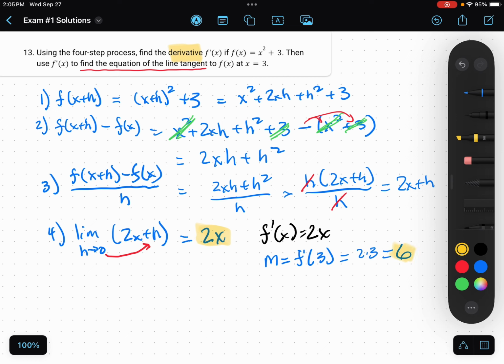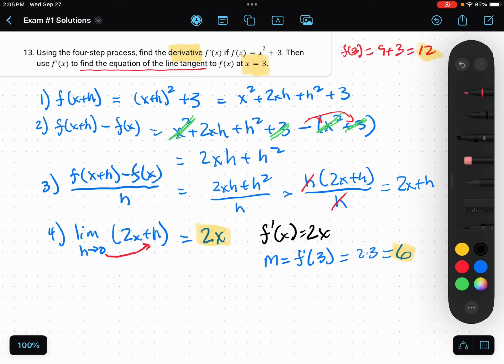We're not done yet, though. My slope is 6. My x-coordinate is 3. I still need a y-coordinate. To get the y-coordinate, we're going to plug 3 into f. So f of 3 is going to be 9 plus 3, which is 12. Okay. Now I have the 3 pieces that I need to write the equation of my line.